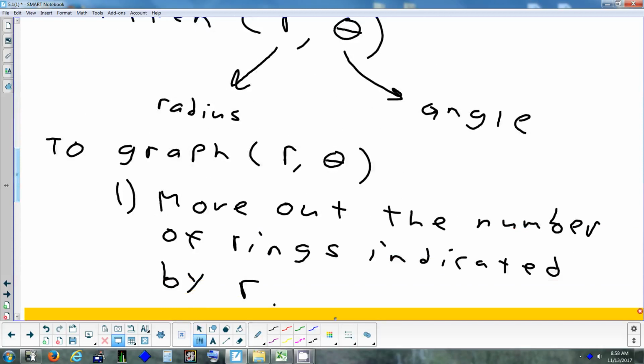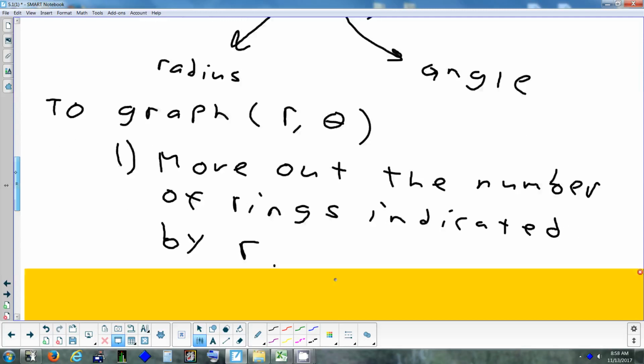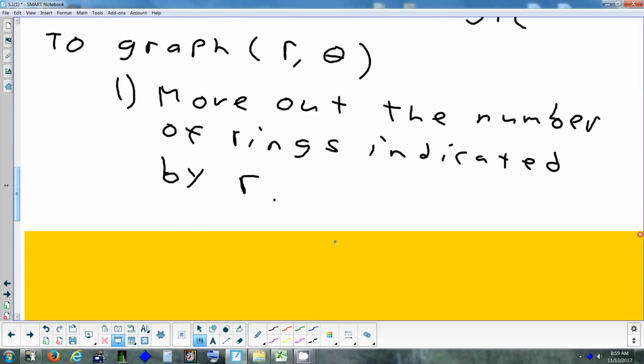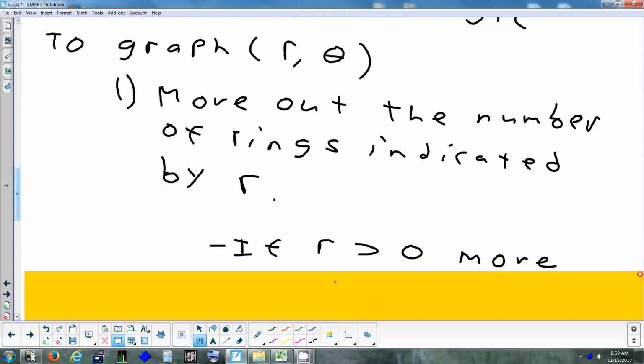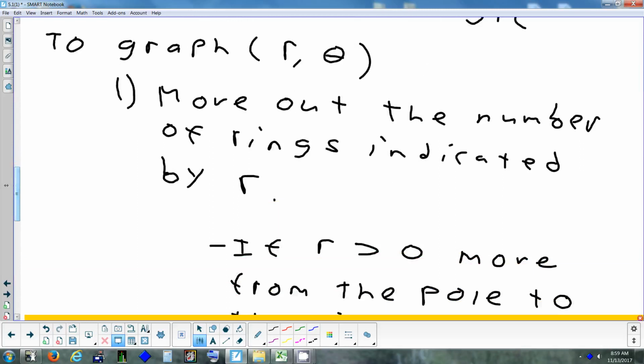Just like in xy coordinates, though, your radius can be positive or it can be negative. And the nice thing about the radius is it follows the same rules as the x coordinate. Theta is totally different. That doesn't really have any connection with the y coordinate. But r is kind of like x in rectangular coordinates. So if r is positive, if you have an r value greater than 0, you're going to start at the pole, the origin, and you're going to move right.